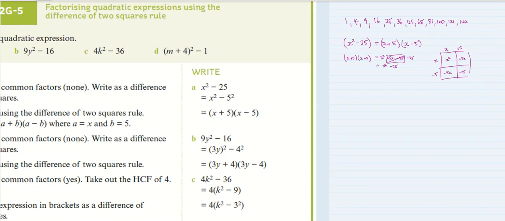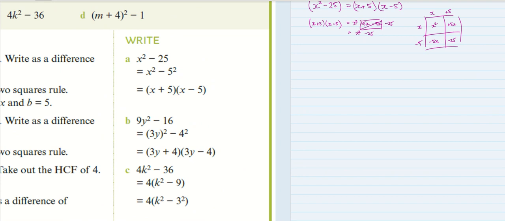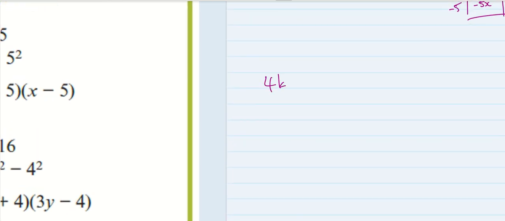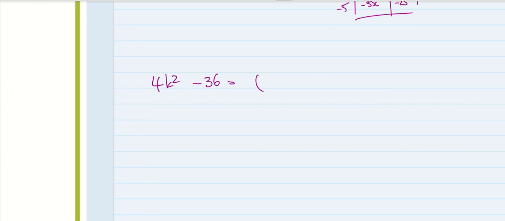We'll do one more and then we'll call it a day because this is quite a long one. So 4k squared, take 36. Now, let's look at our first number here. What two numbers multiply to give 4? Well, that's got to be a 2 and a 2. 2 times 2 is 4. Okay, k squared, well, that's got to be k and a k. And then we've got a plus and a minus. And 6 6s are 36. So it's 2k plus 6 and 2k minus 6. And I think that's enough for today.